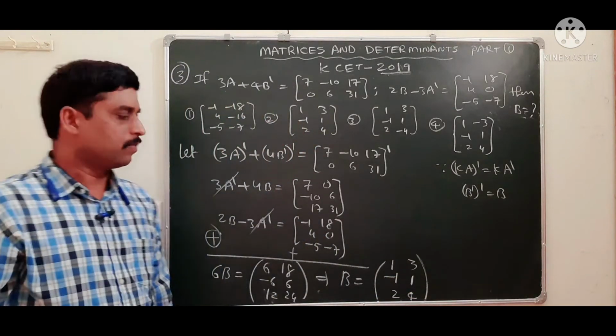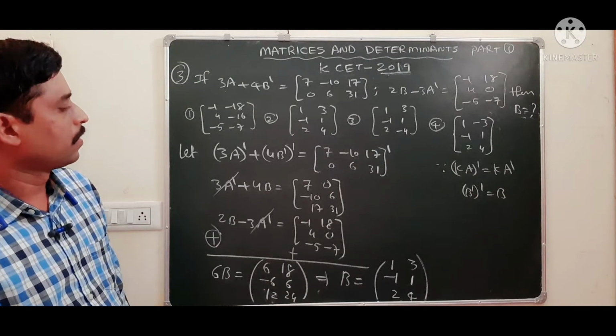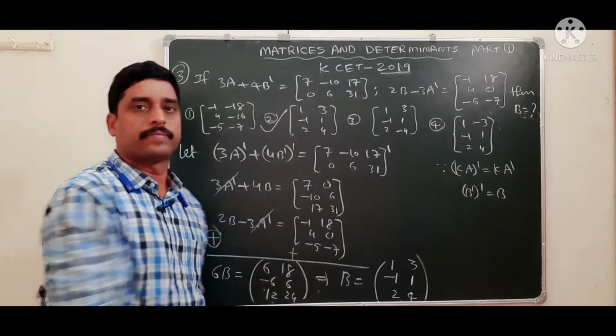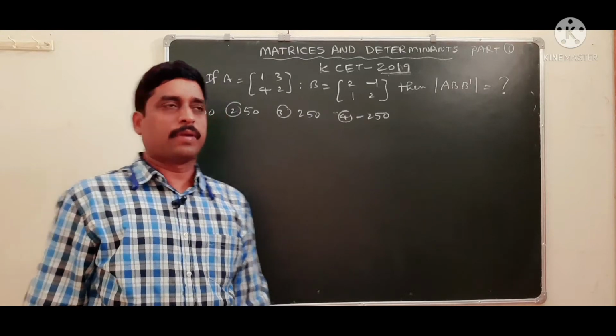So which option is correct? 1, 3, minus 1, 1, 2, 4. Okay, the second option is correct. Let us go to the next problem.